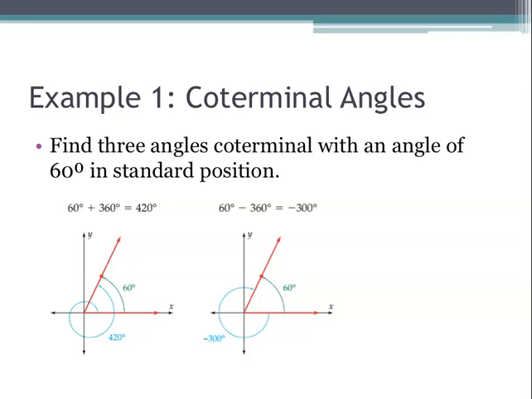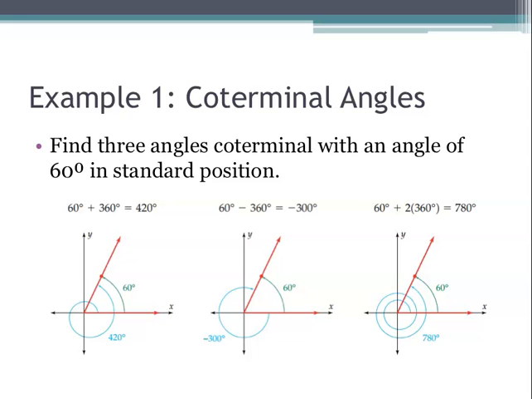Now, there are actually an infinite number of ways that you can come up with coterminal angles. This example asks you to find 3 of them. It's not just that you can add 360 or subtract 360, but you can continually add 360 or subtract 360. So, for example, if instead of adding 360 degrees, we added 2 times 360 degrees, so we rotate an extra 2 times around, we can also get another coterminal angle. So, for example, 60 plus 2 times 360 is 780.